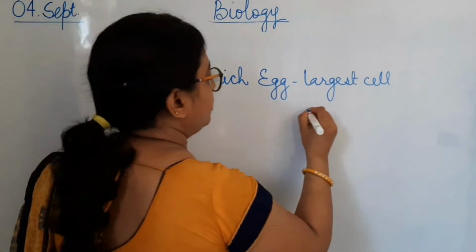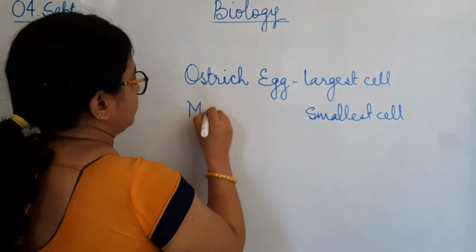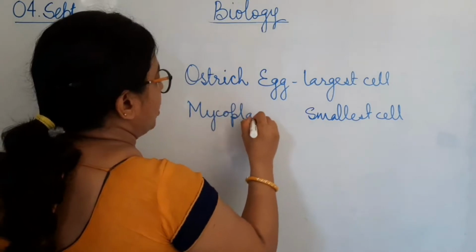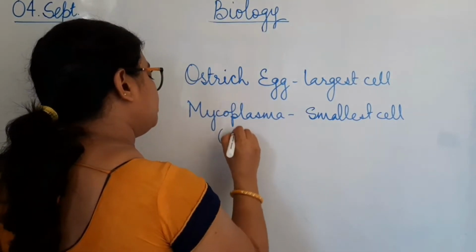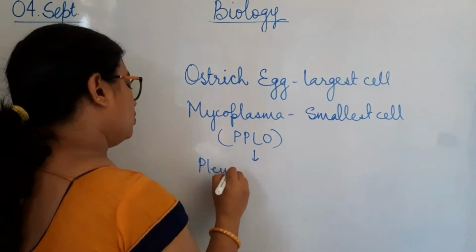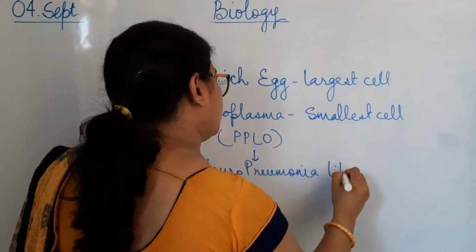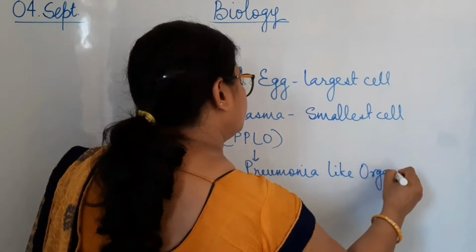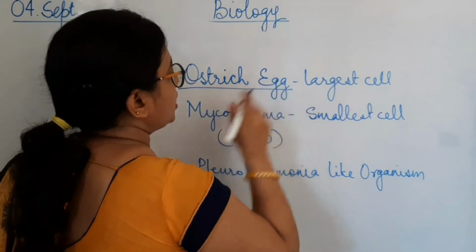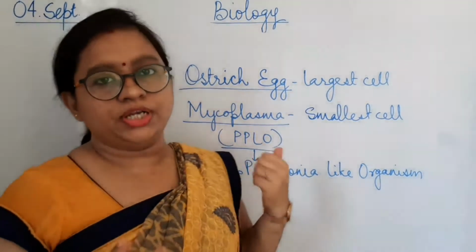And which is the smallest cell? The smallest cell is mycoplasma, which is also called PPLO. Now what is PPLO? Pleuropneumonia-like organism. So if it is asked which is the largest cell, that is the ostrich egg, and which is the smallest cell, that is mycoplasma. Even if you write PPLO, then also it is correct.